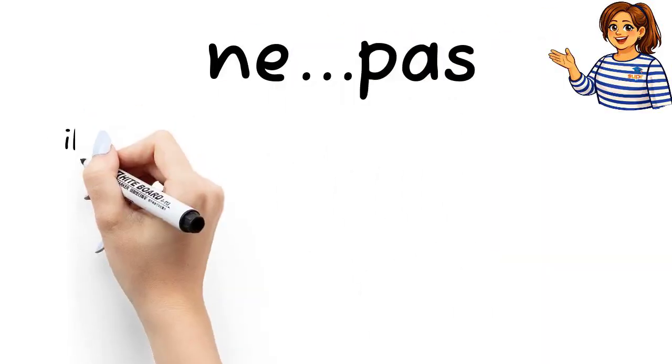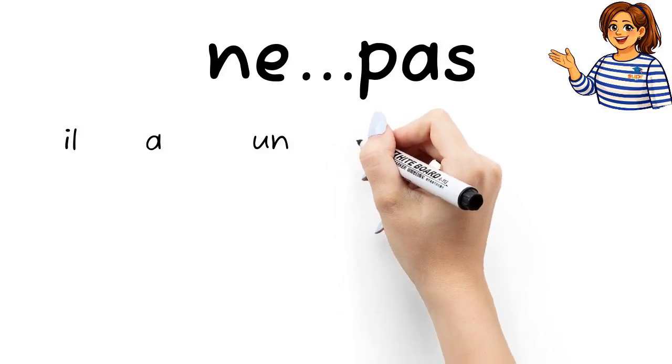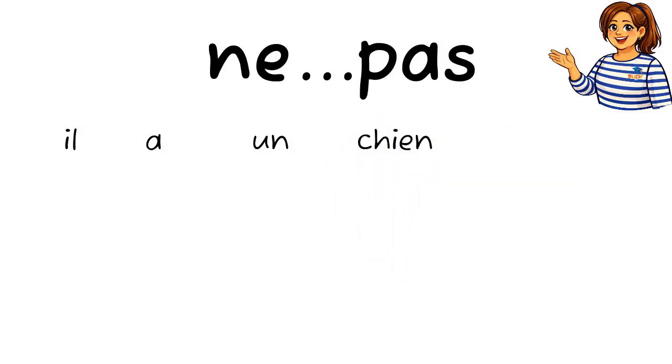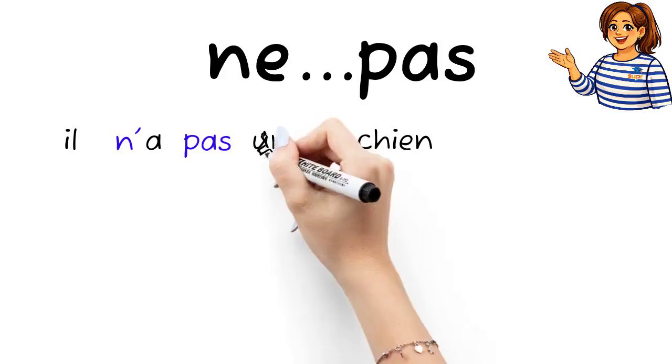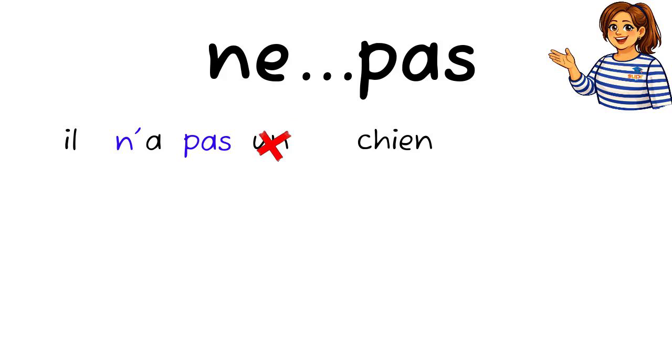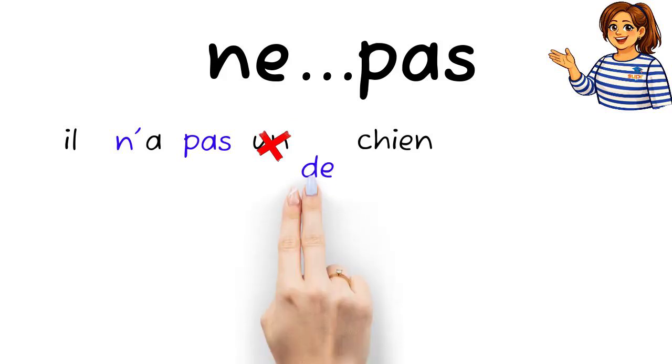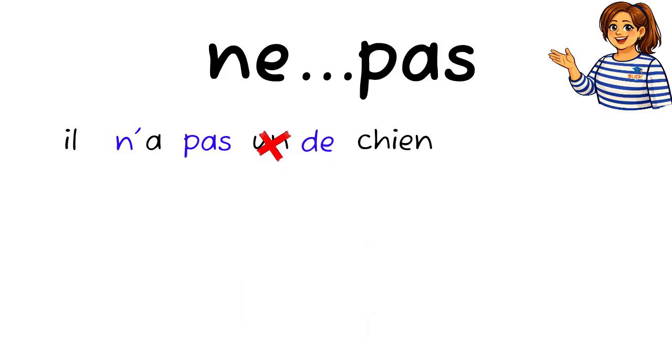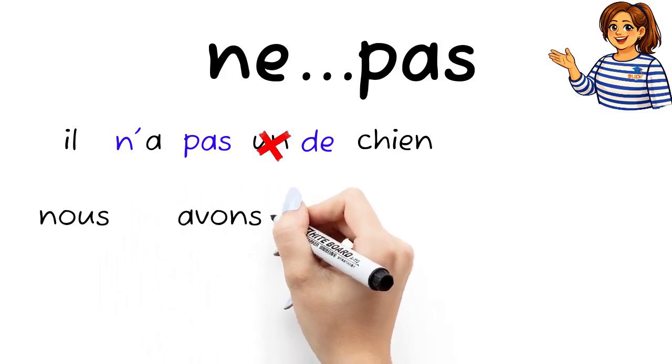Sometimes when we are using ne pas or other negatives, we just have a little rule. So il a un chien. He has a dog. If we make this negative, again, we're going to identify the conjugated verb, which is a, he has. We make it il n'a pas, he doesn't have. And now this time we're not going to say un chien, we're going to change the un to de, de. This is like the equivalent in English of saying something like any. He doesn't have any dogs. Il n'a pas de chien.